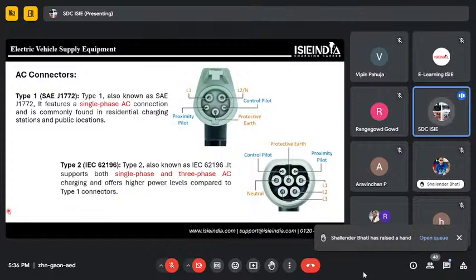Type 2 AC chargers follow the IEC standard, which we use for a single-phase supply as well as a three-phase power supply, right? So it is suitable for both single-phase and three-phase power supply. When we go for a single-phase supply, we get 240 volt and a maximum current of up to 80 ampere. When we go for a three-phase connection, we get 500 volt and a maximum rating of up to 63 ampere, right?